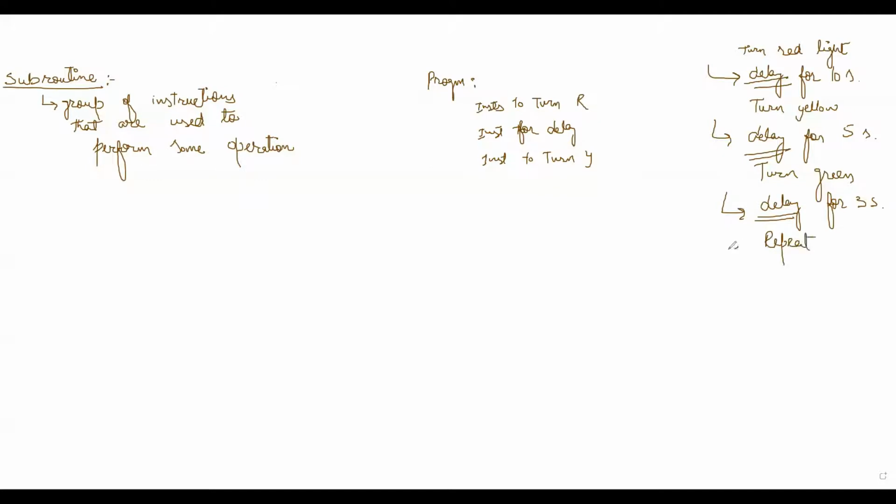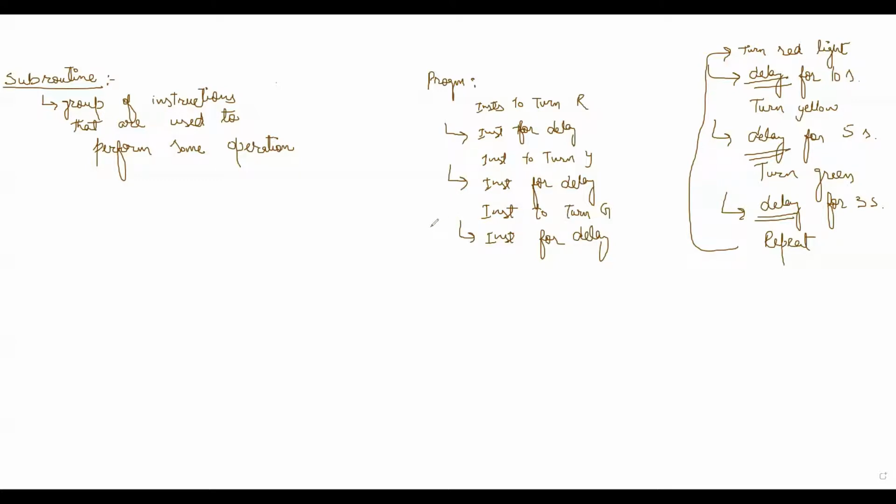Repeat means go here. So the instruction is to turn yellow. Instruction is for delay. So the instruction is to turn green light, and then instruction is for delay. So you can see here that for delay, I have to write these instructions repeatedly.